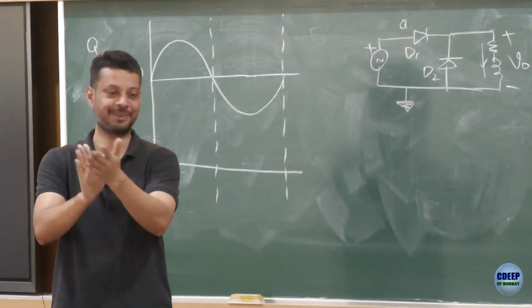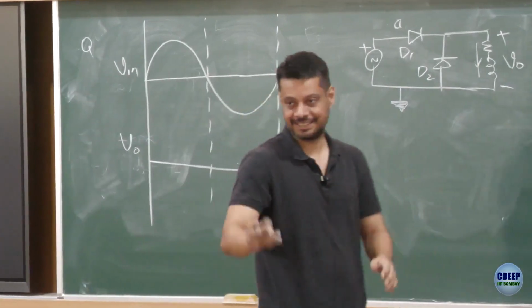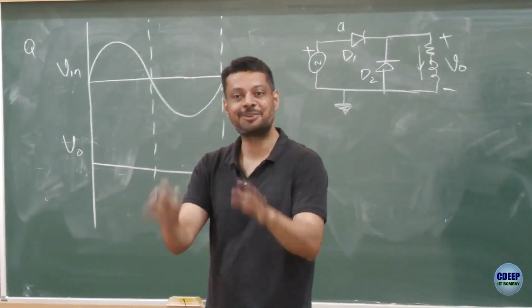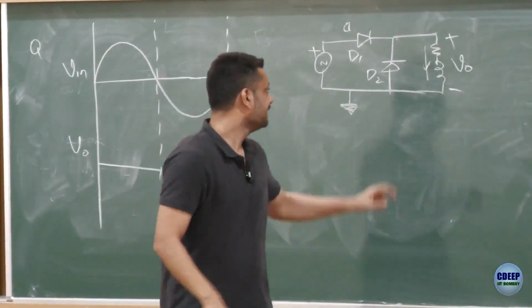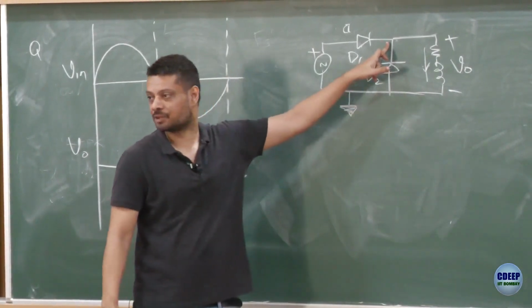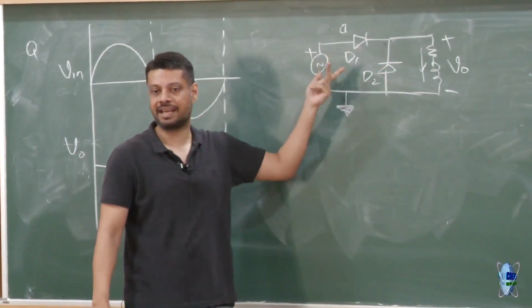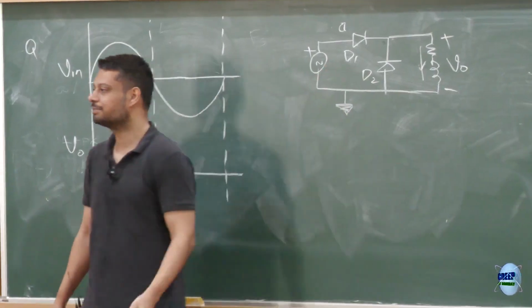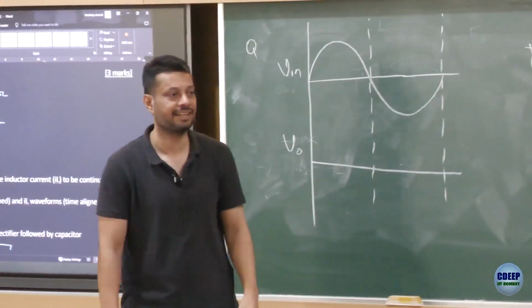I think we should clap for him. And genuinely, I was so surprised how a lot of you did not answer it. This cathode point is common. So wherever the anode has higher potential, it would conduct. This is something we learned in the first class or something, right?